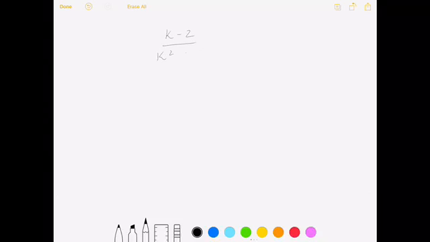k minus 2, can't do much with that. k squared minus 2k, there's a common factor again of k. So we can cancel out the k minus 2's and we're left with 1 over k.